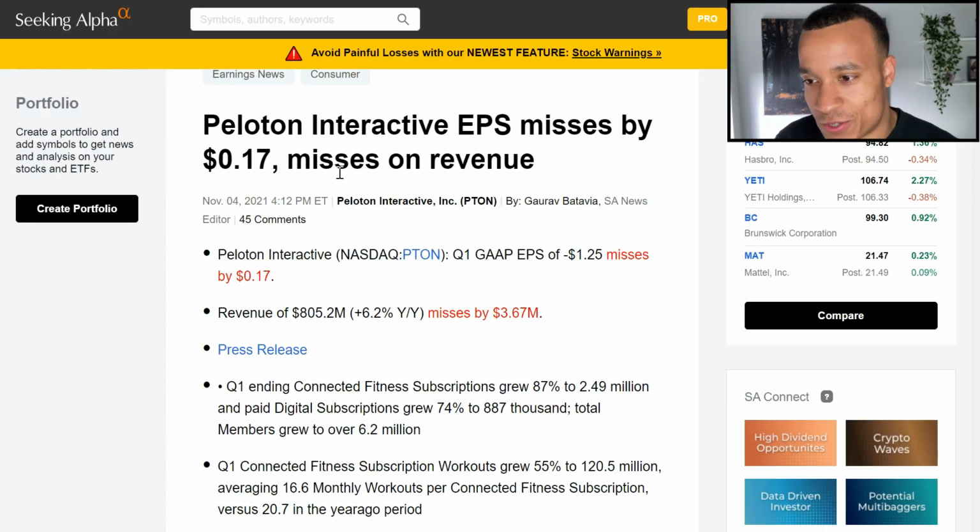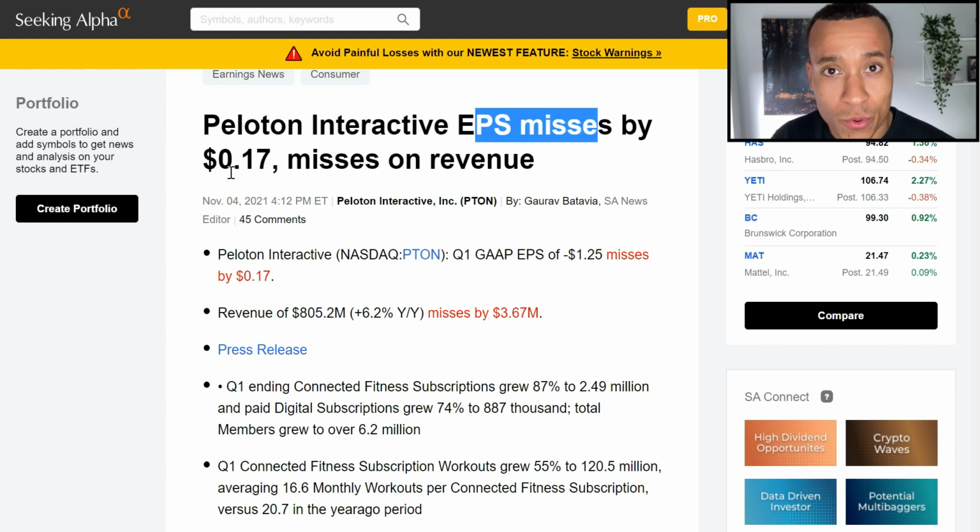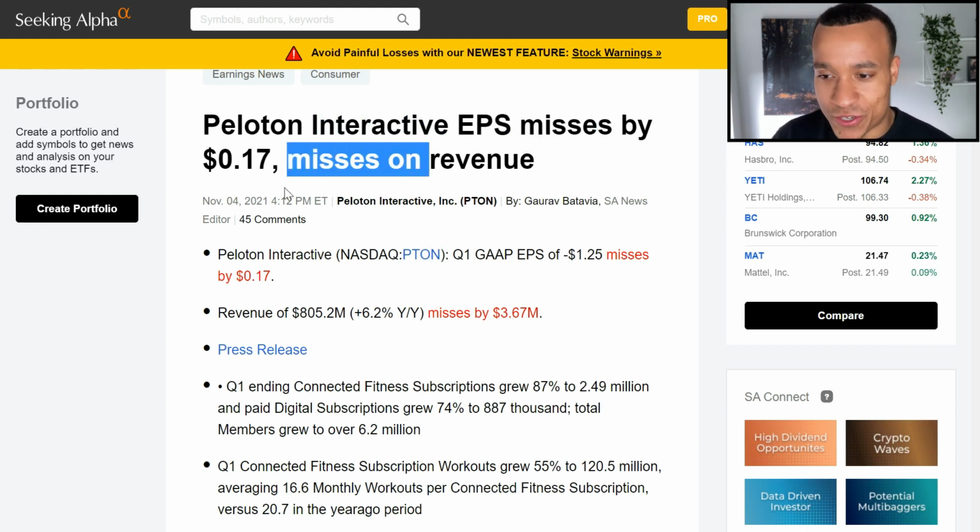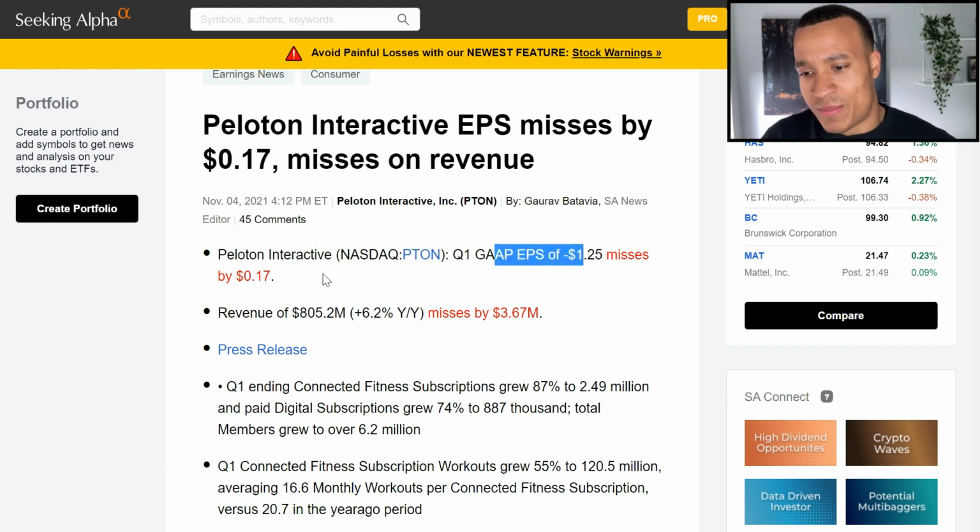So when we look at the first news article here, we can see that Peloton Interactive EPS misses by $0.17, 17 cents, and misses on revenue. So it doesn't seem like that would warrant a 32% drop. That seems incredibly significant. So it misses earnings per share by just 17 cents. Now, that's not a big deal because Peloton is not a profitable business at this point. It's very much a growth company, so there's no surprises there.